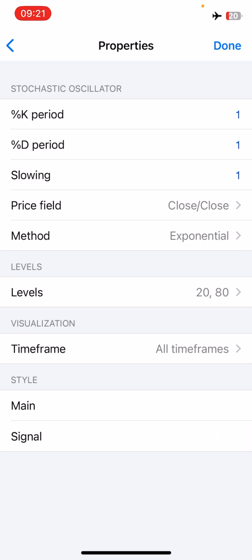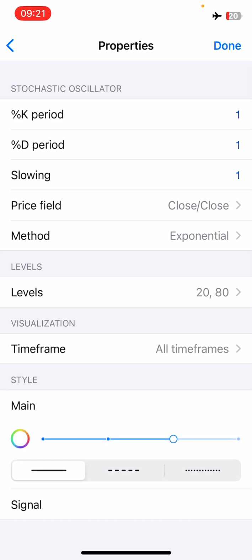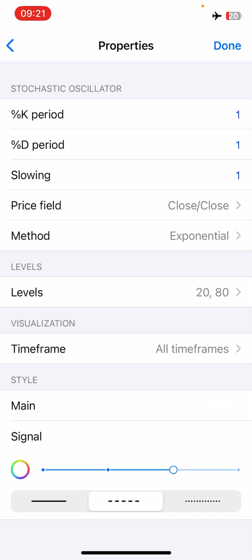If you click done, it will take you back to the properties of the same stochastic oscillator that we need, and we need to style it. On the styling, please make sure for the main and the signal, you choose the color of your background.